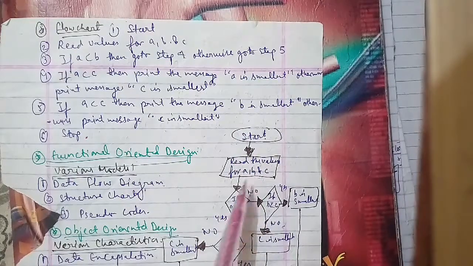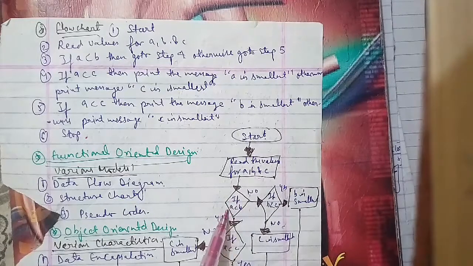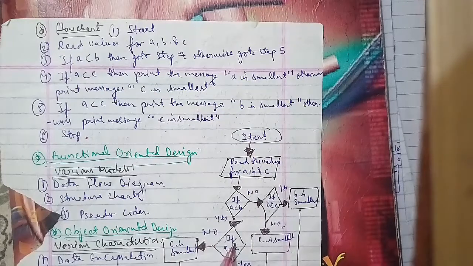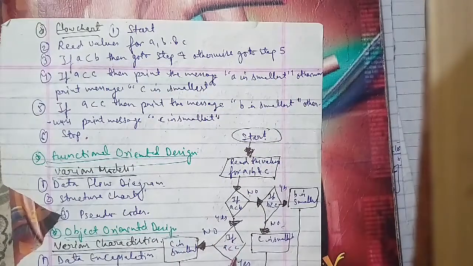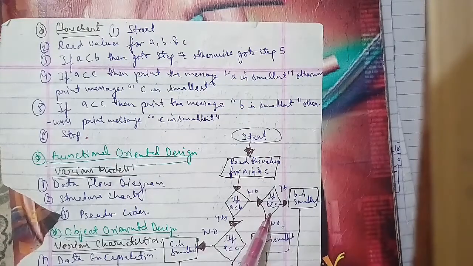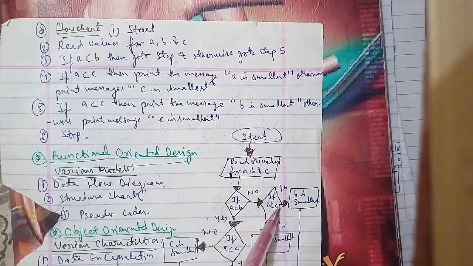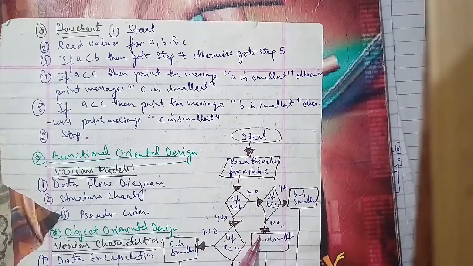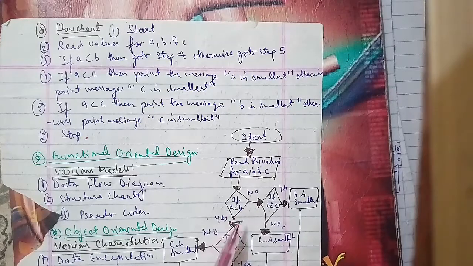In the same case, if it is true, then check if a is less than c, and if it is no, then c is the smallest here. If a is less than c is yes, then a is the smallest. So c is smallest in these cases, and if b is smallest, then we stop here, as you can see.